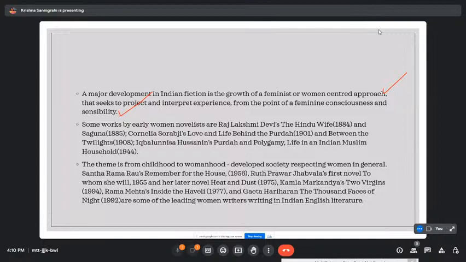The major theme of these works is from childhood to womanhood, developed society respecting women in general. So Santha Rama Rao's Remember for the House, Ruth Prawer Jhabvala's first novel To Whom She Will, 1955, and her later novel Heat and Dust, Kamala Markandaya's Two Virgins, Rama Mehta's Inside the Haveli, and Gita Hariharan's The Thousand Faces of Night are some of the leading women writers writing in Indian English literature.